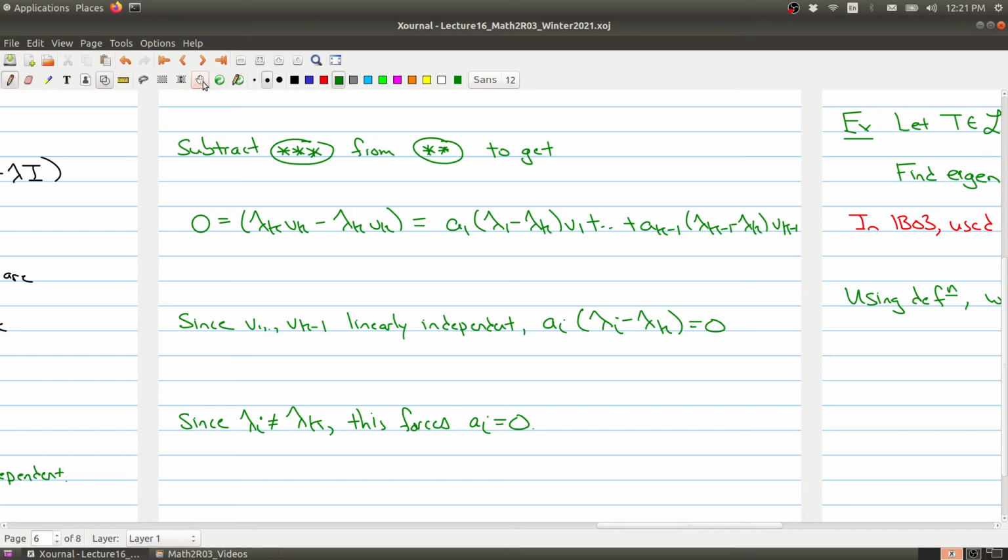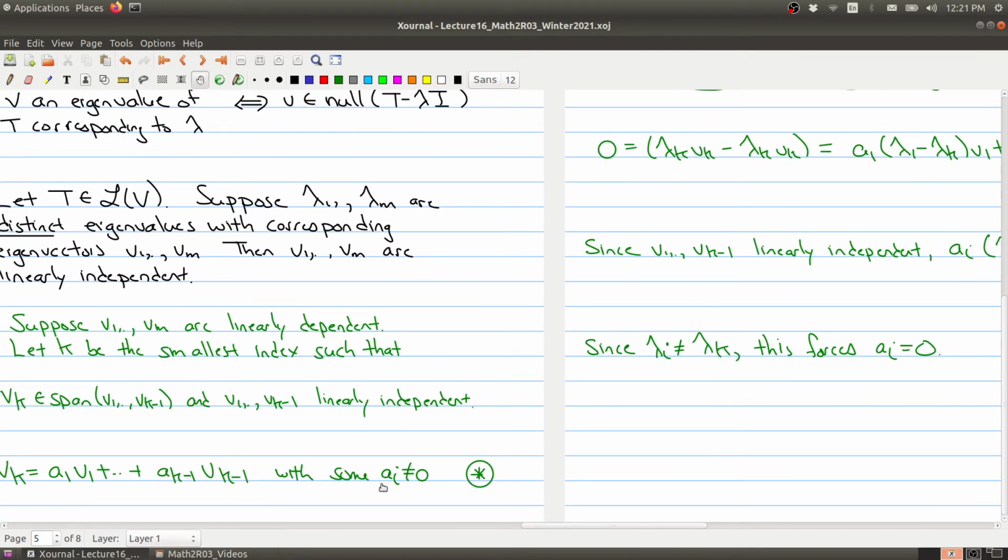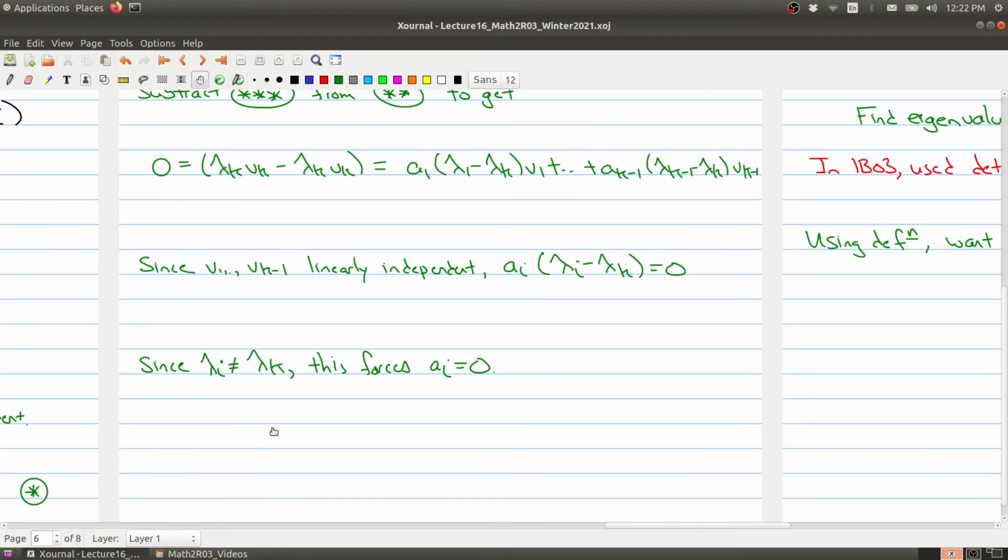Okay, but notice that when we made this expression, we said that ai has to be not equal to 0. So this contradicts the equation star that we started with. So that means that our vectors had to have been linearly independent to begin with.